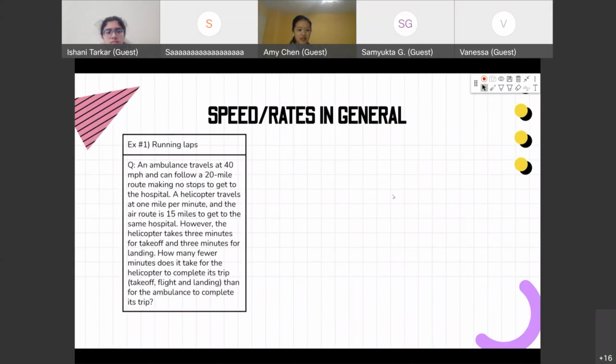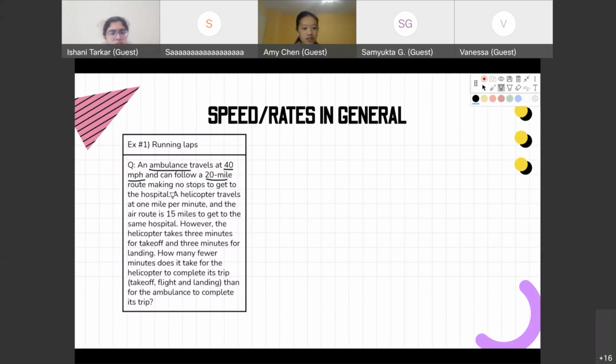All right, so let's look at this first example. We have an ambulance and it travels at 40 miles per hour, and it can follow a 20-mile route. So we already have 3 different things, so we should figure out what is what. The 40 miles per hour is the speed of the ambulance, and the 20-mile route is probably the distance it's going to travel, right?